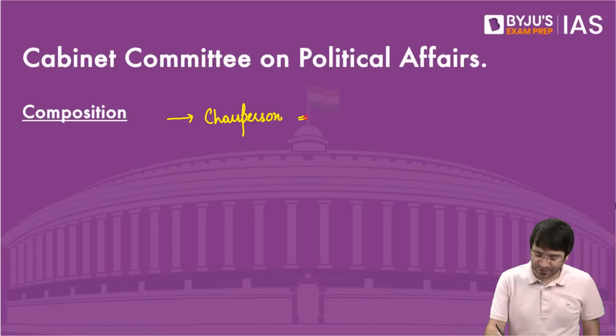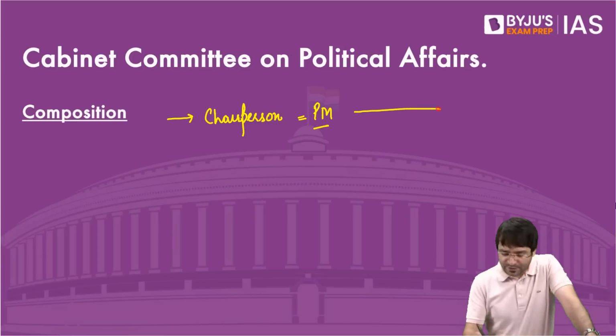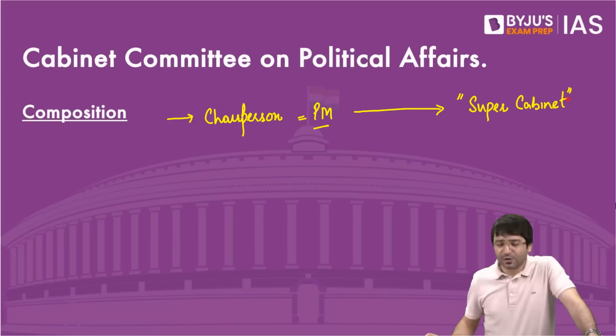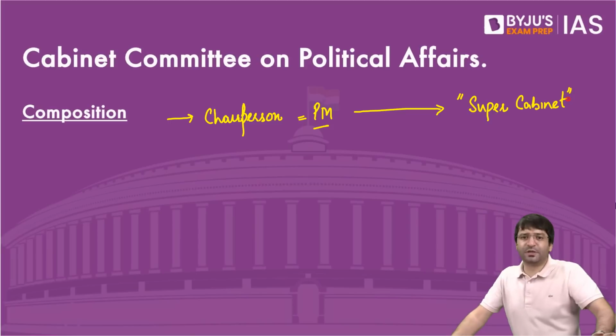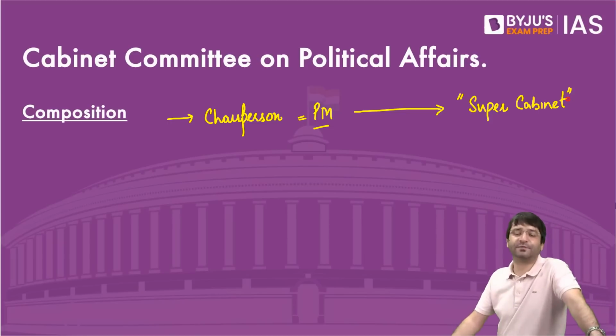And the chairperson of this Cabinet Committee is the Prime Minister. And we call this Cabinet Committee on Political Affairs Super Cabinet. So if there is a question tomorrow in your prelims examination, which of the following cabinet committees is known as a super cabinet? A, B, C, D. You should know that the right answer is Cabinet Committee on Political Affairs.